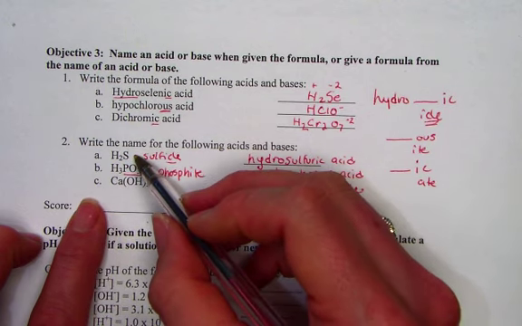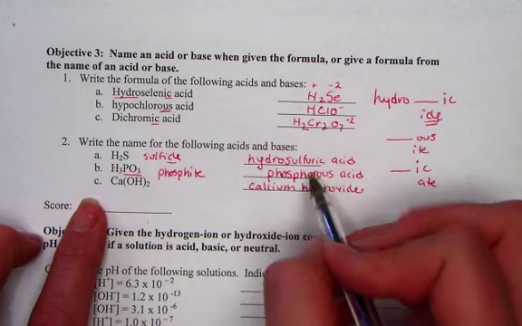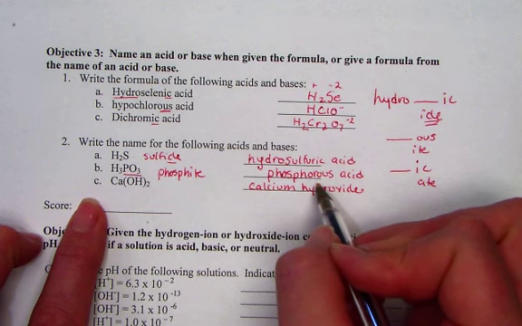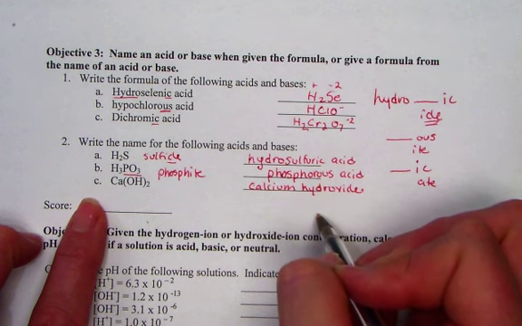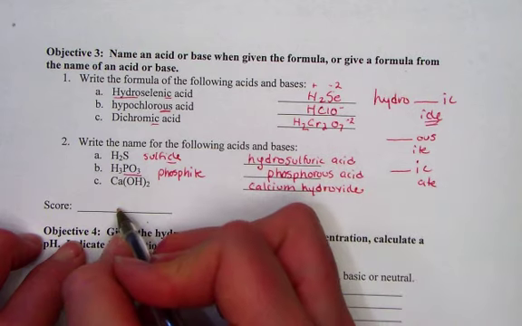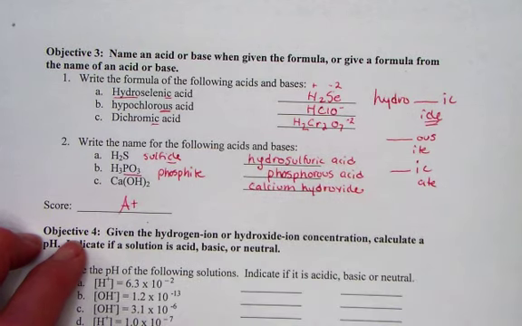So we wrote for an acid, acid, base. Hydrosulfuric, phosphorous, and calcium hydroxide round out those three examples. And there's our third A+.